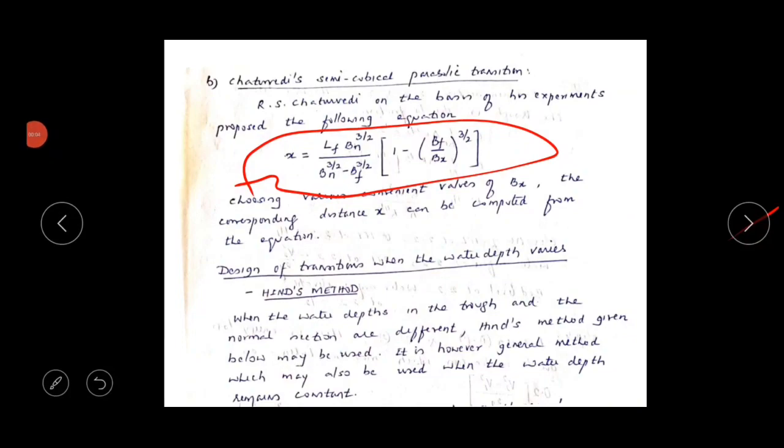So today we'll stop over here, and in tomorrow's session we'll continue the design of this transition with a varying water depth. Okay, in today's session the question is, what should be the flow condition of the canal waterway to avoid the hydraulic jump?